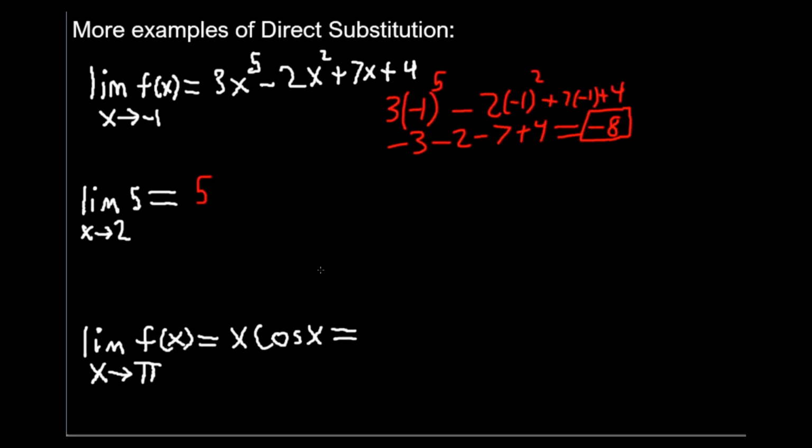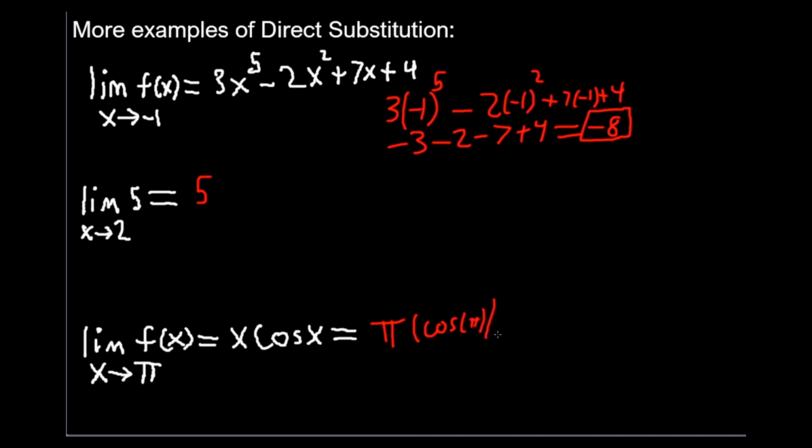Okay. And then for our last example on this page, we have the limit of f of x as x approaches pi, where f of x is x cosine x. So, like we did for the top one, we're going to plug pi into this equation. So, pi times cosine pi.